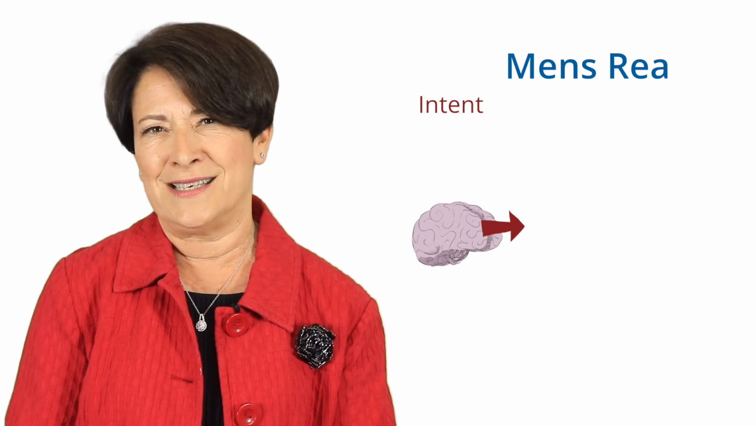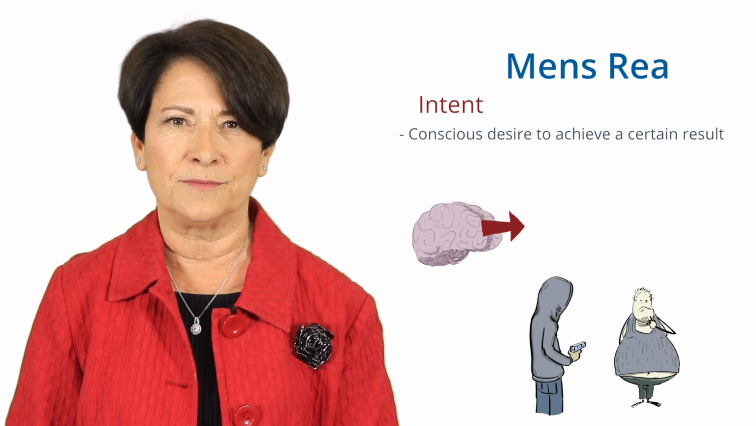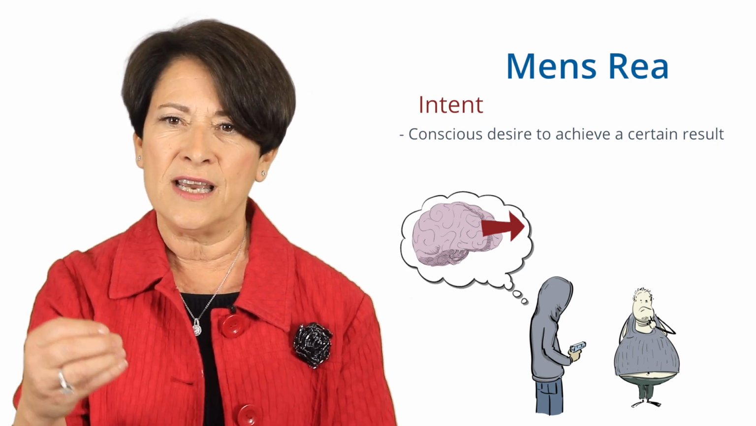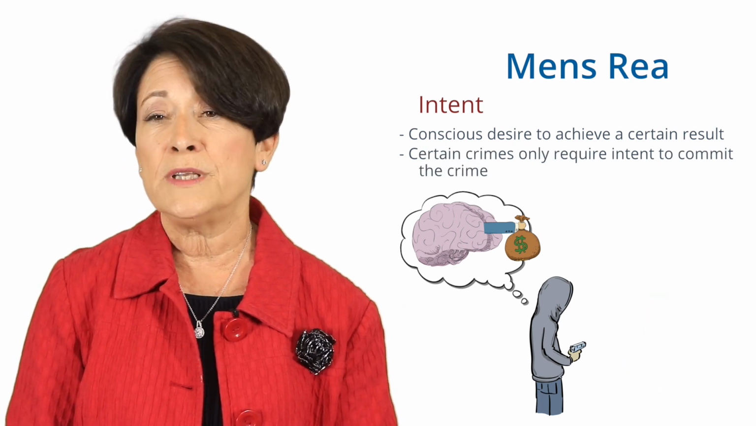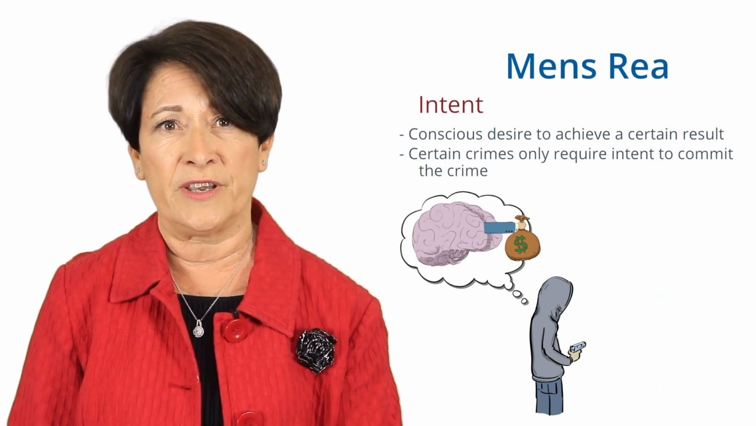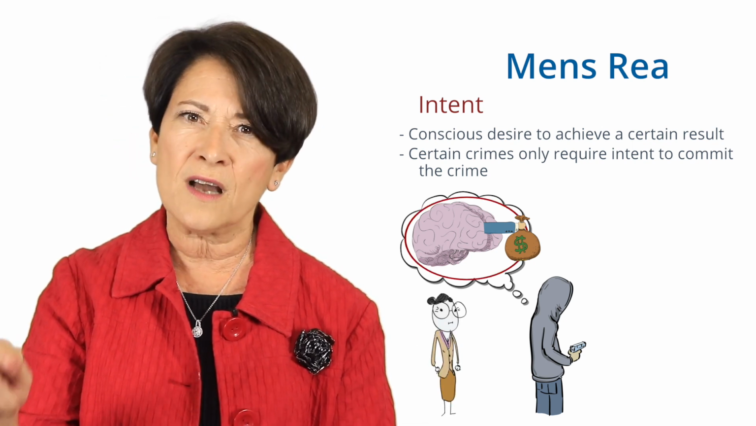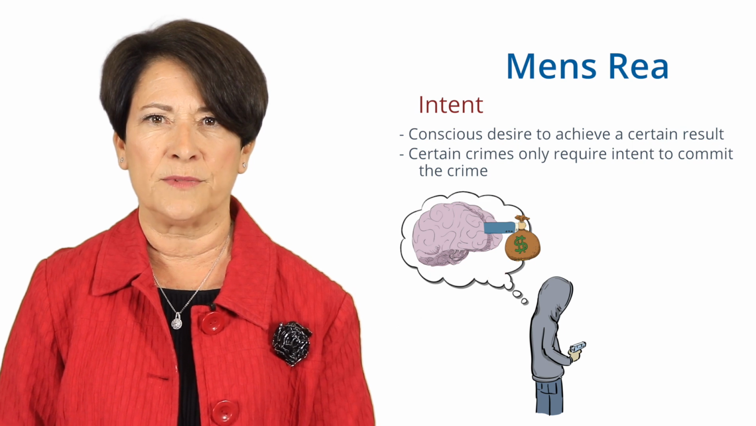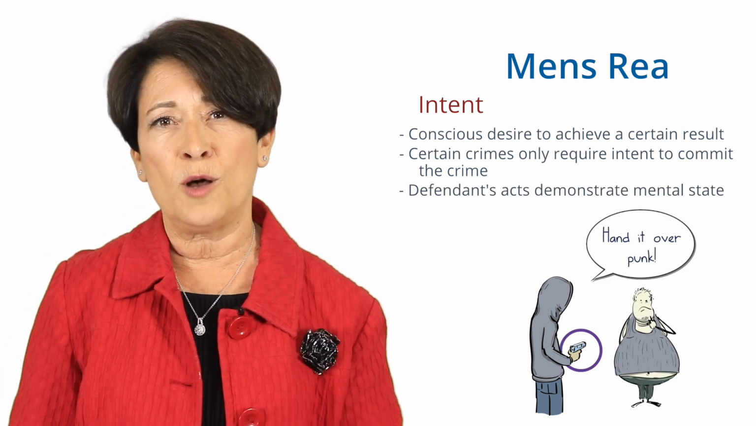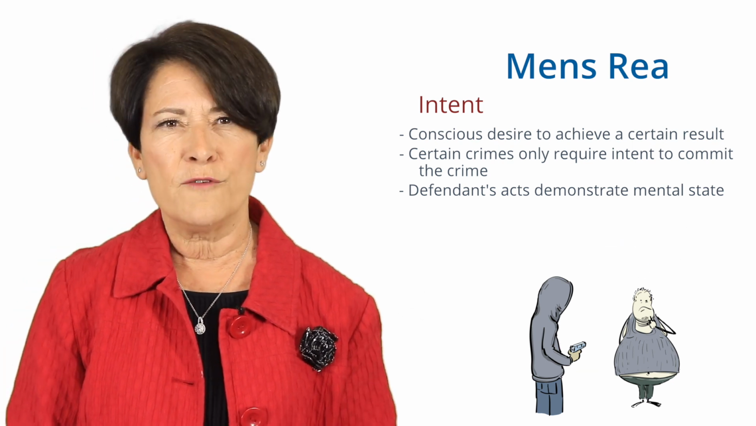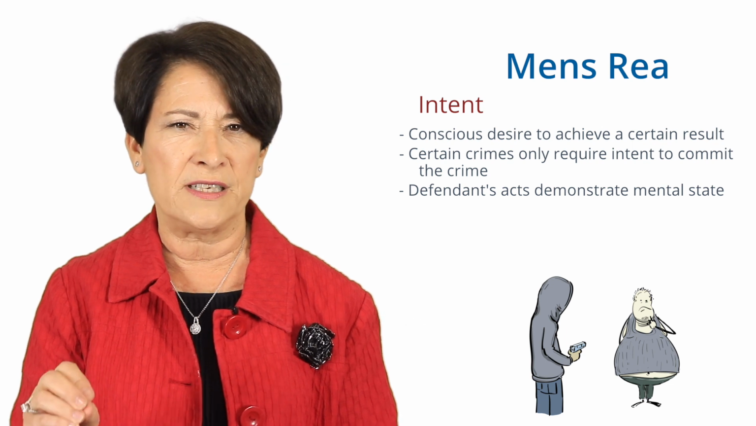What is it to mean intent? Intent is the conscious desire to achieve a certain result. That's where our defendant acts hoping for the consequences of that crime. Some crimes may only be ones that require the specific intent, in which case the prosecution has to prove the defendant wanted the consequences of that crime to take place. So we're going to focus on what the defendant said, what the defendant has done to help demonstrate his mental state. For crimes that require an intent, our focus is exclusively on what the defendant is thinking.